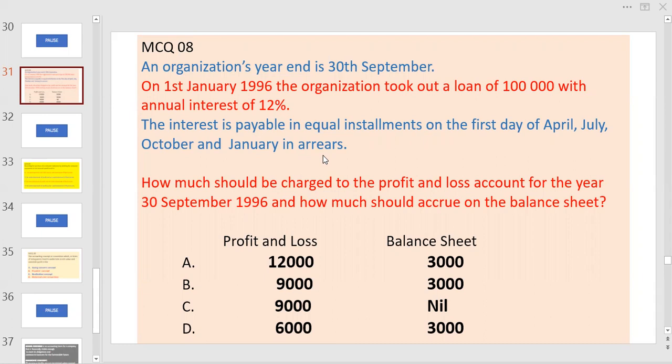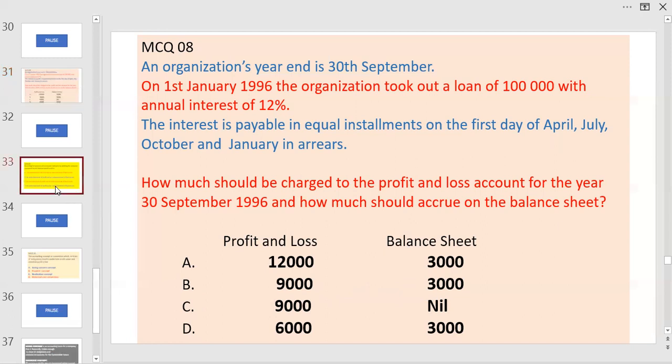Last day only it is provided, and it is paid, as it is shown here, on the first day of April. That means the next quarter. So every payment is paid in the subsequent quarter. Therefore, there will have to be an accrued expenditure. As you see here, up to September, 9 months, 9,000. There's an accrual of 3,000. So the answer should be B.